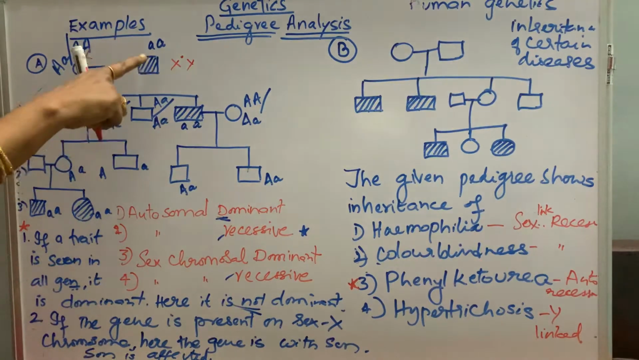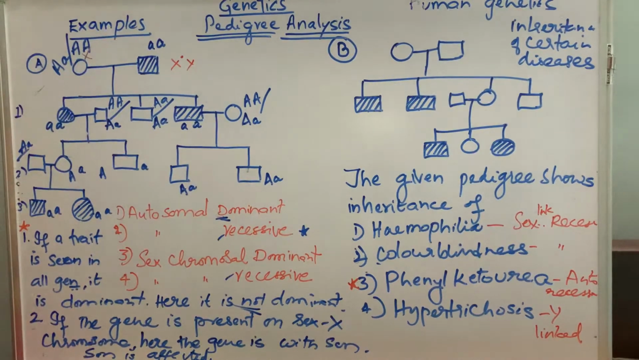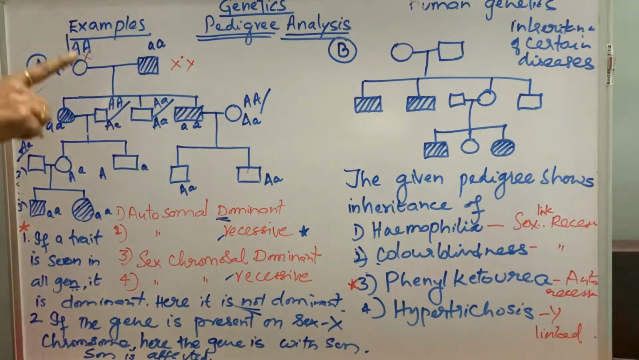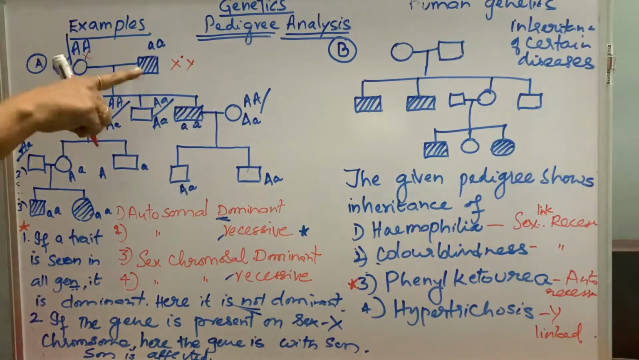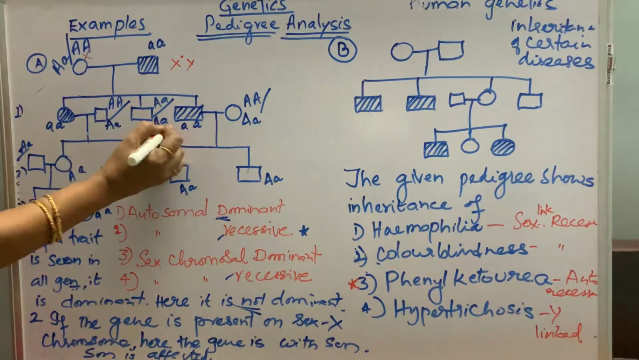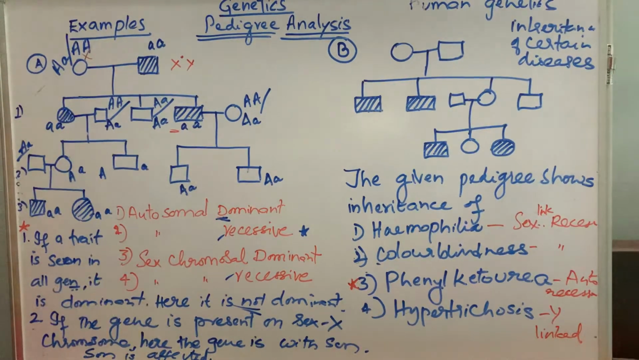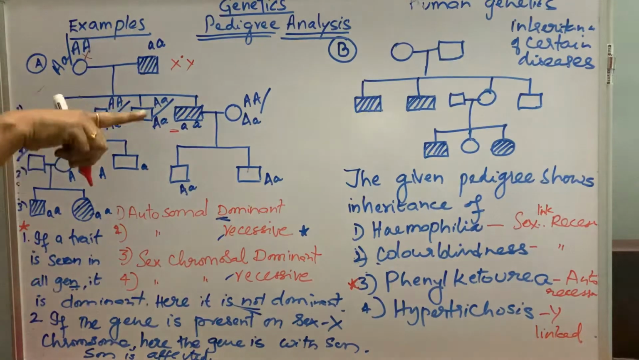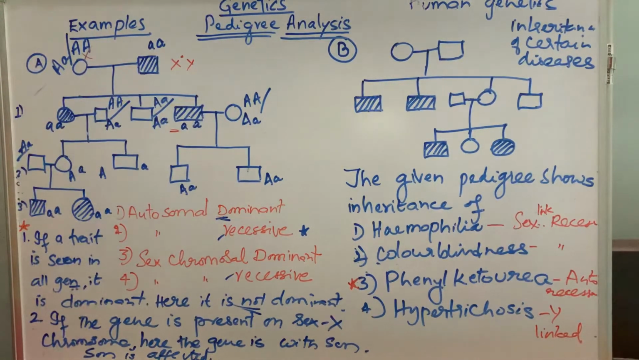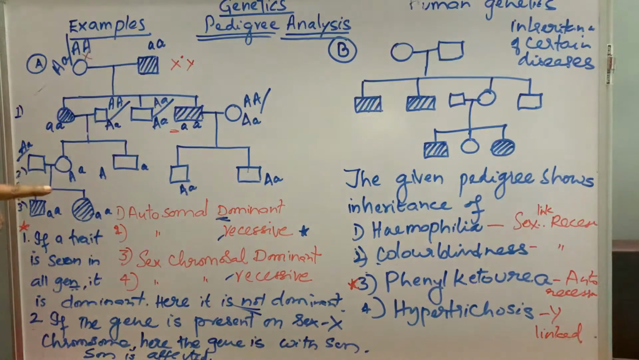So the affected father must have affected daughters only if it is sex linked. If it is sex linked, the affected son will not be there. So we can conclude that it is not X linked. It must be autosomal. One thing we concluded already, it is recessive. And whenever we find both daughters and sons affected, it will be autosomal. So autosomal recessive. Let us check this.